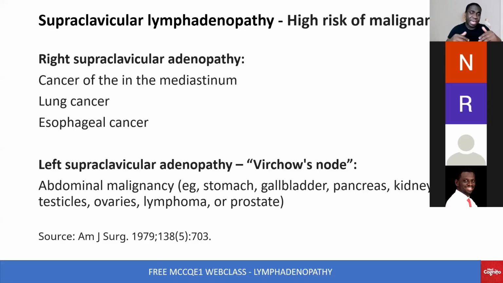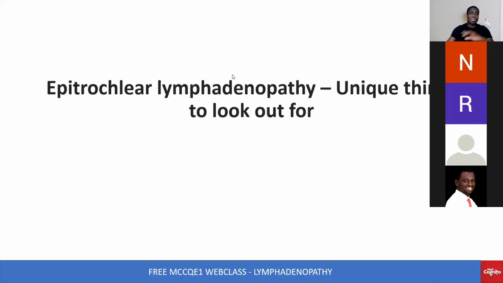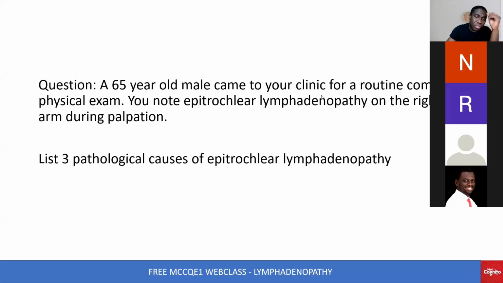Now, when you move further, assuming they want to examine you on physical exam, where is the lymphadenopathy? Anterior cervical, posterior cervical, supraclavicular, even supraclavicular, is it on the left? Is it on the right? All right, good. Now, something unique about epitrochlear lymphadenopathy. Epitrochlear lymphadenopathy, that is lymphadenopathy on the elbow. There's something unique about it that UpToDate said. So I want us to look at this question.